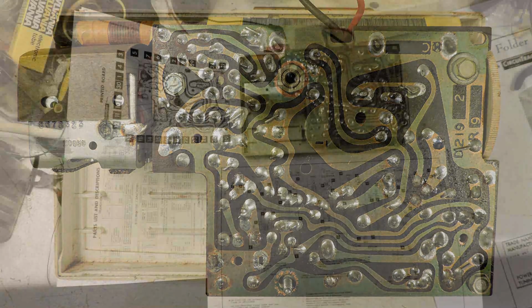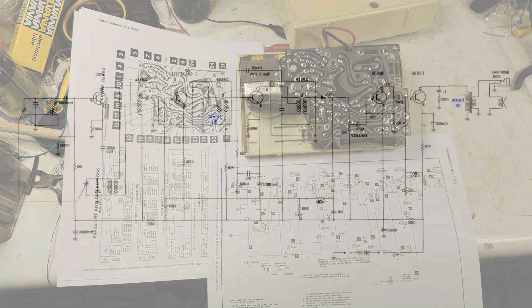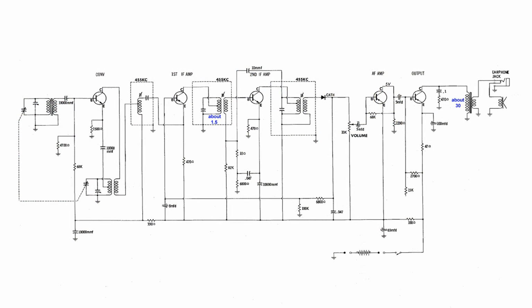And to do that, I have the wiring diagram here, and using that information, I'll be able to pick a few places to look at. And here is a diagram for that radio. And the first place I'm going to look at is the collector of the first transistor. Then I'm going to take a look at the emitter of the second transistor.